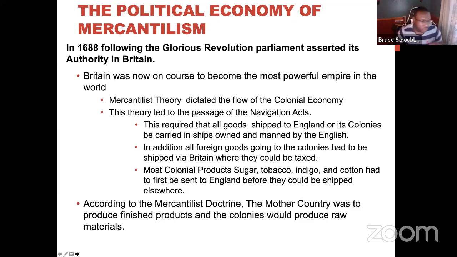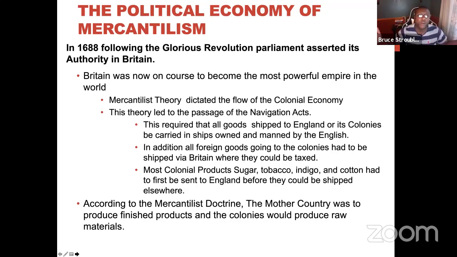All right, so very briefly, to understand how we go from colonial America into the so-called American Revolution, I had to kind of step away from our strict coverage of African American events and put it in perspective of what's happening in the larger world. So in 1688, you have the so-called Glorious Revolution, and the British Parliament asserts its authority there, right? So this puts Britain on course to become one of the most powerful empires in the world.